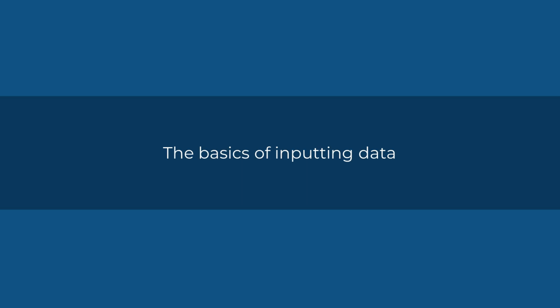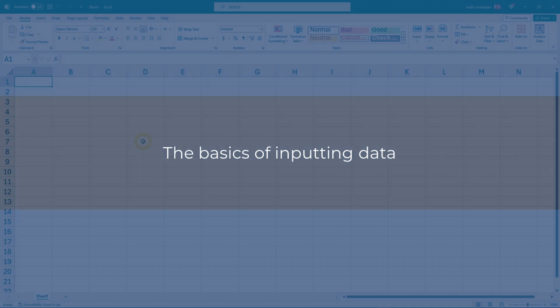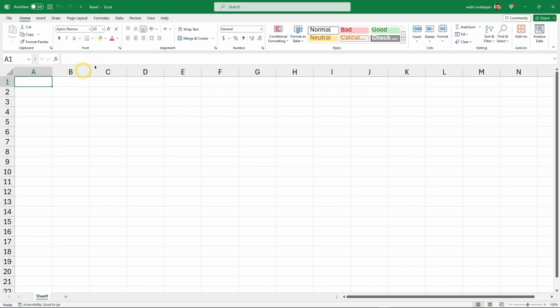Next, we will discuss the basic techniques of inputting data in Excel. You can see that a document in Excel is divided into columns labeled with letters and rows labeled with numbers. Each of the boxes formed by these columns and rows is called a cell, since each cell is basically the intersection of a column and a row.